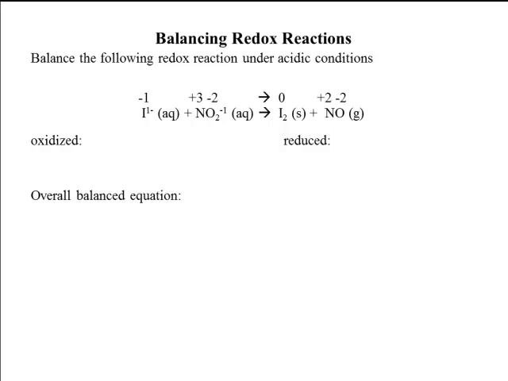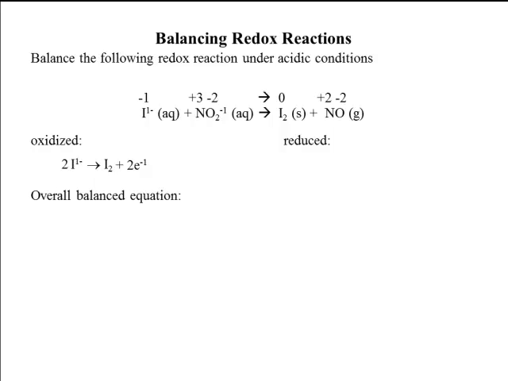Then I need to decide what's being oxidized. I'm going from a -1 to a 0, so the iodine's being oxidized. Need to balance the number of atoms. I then need to balance oxygens and hydrogens. There's none of those in there. So now I need to balance the charge. Do that by adding 2 electrons.